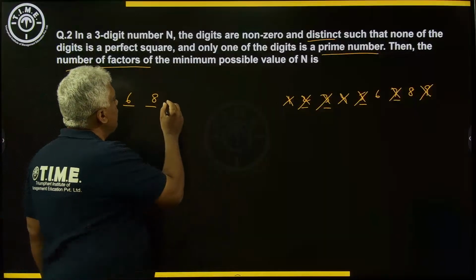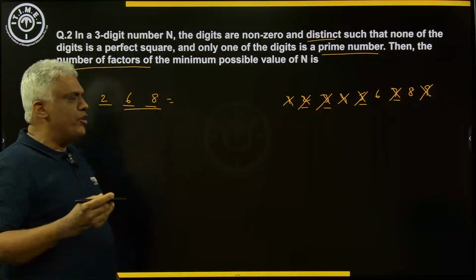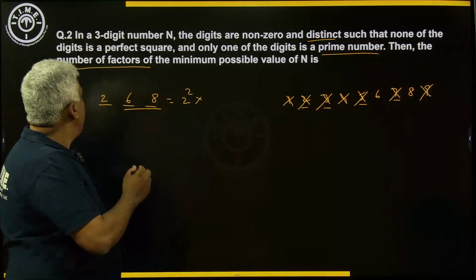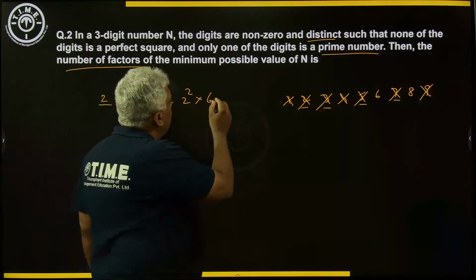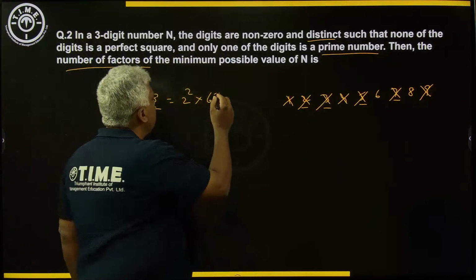Now 268, you see, this number is divisible by 4, based on the last 2 digits, right? So if you divide by 4, 4 is 2 square. Let's divide by 4. 4 6s are 24, 2 8, 4 7s are 28, 67. 67 is a prime number, right? So it's 67 to the power 1.